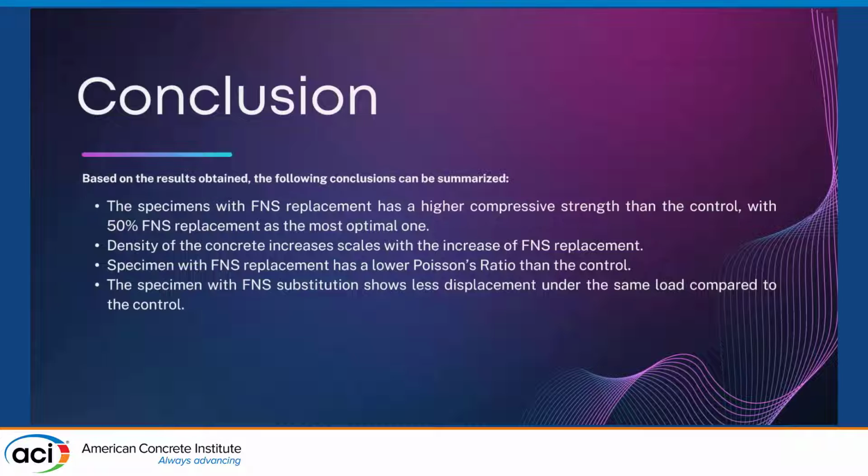Okay, jump to the conclusions. The first conclusion we get is that the specimens with FNS as a partial substitution indeed have a higher compressive strength than the control, with the 50% replacement being the most optimum. And by that, we really hope that this research of ours can be applicable in the future.